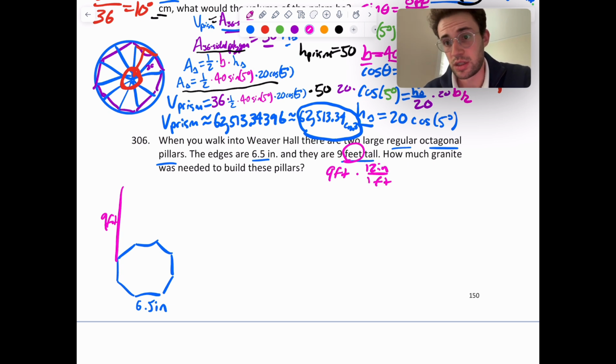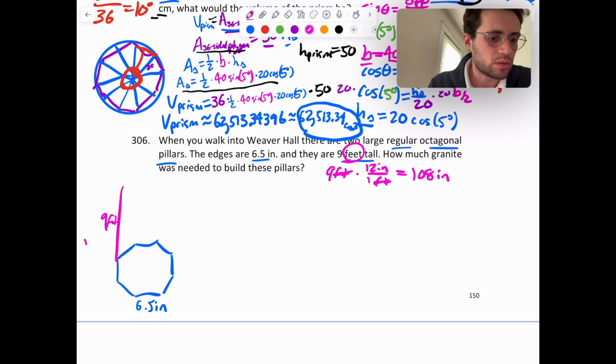Right? That's basically something divided by itself, so it doesn't change the value of it. But the feet cancel out. You get 12 times 9 is 108 inches. All right, so I'm going to make that 108 inches, just so we note that and don't forget it later in the problem.